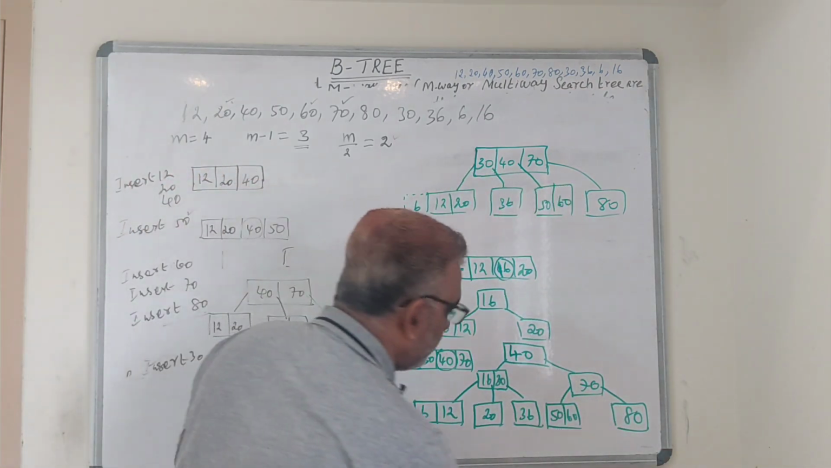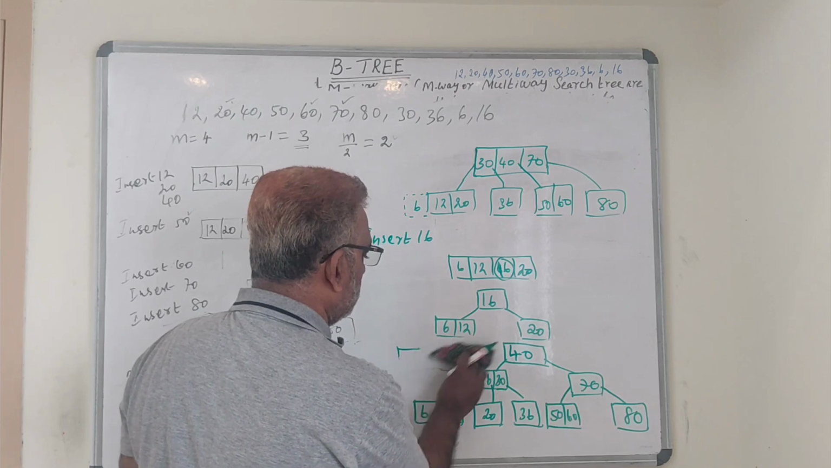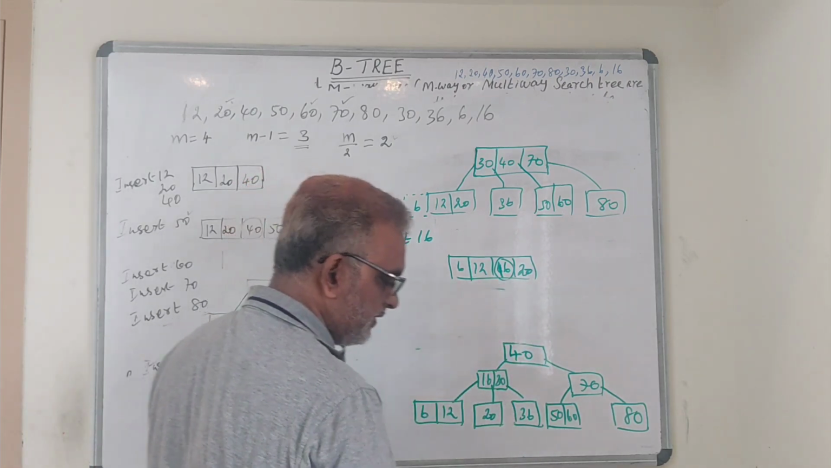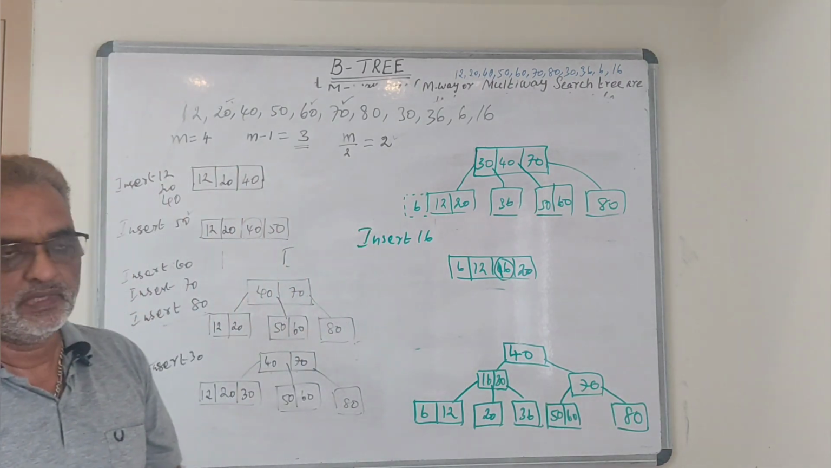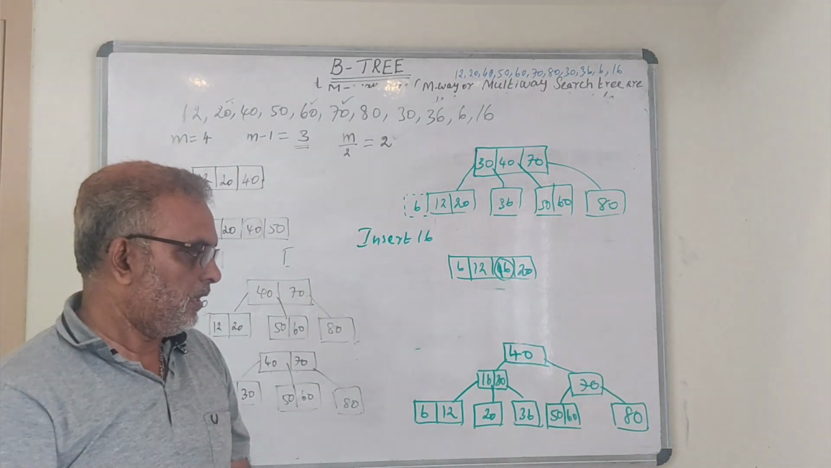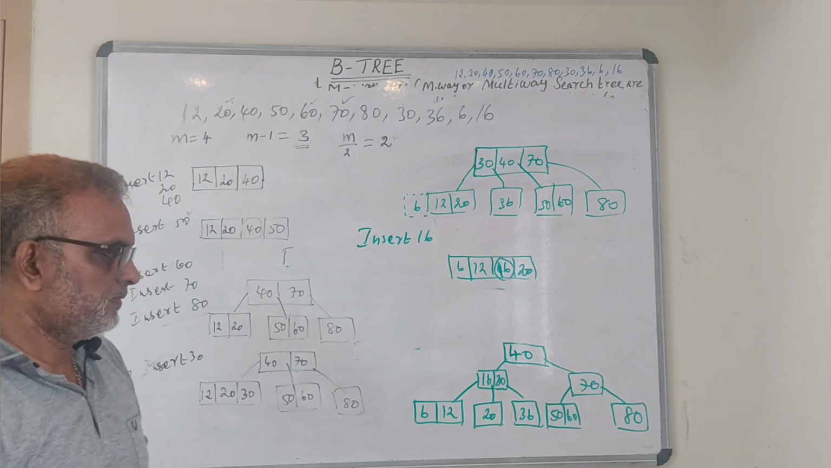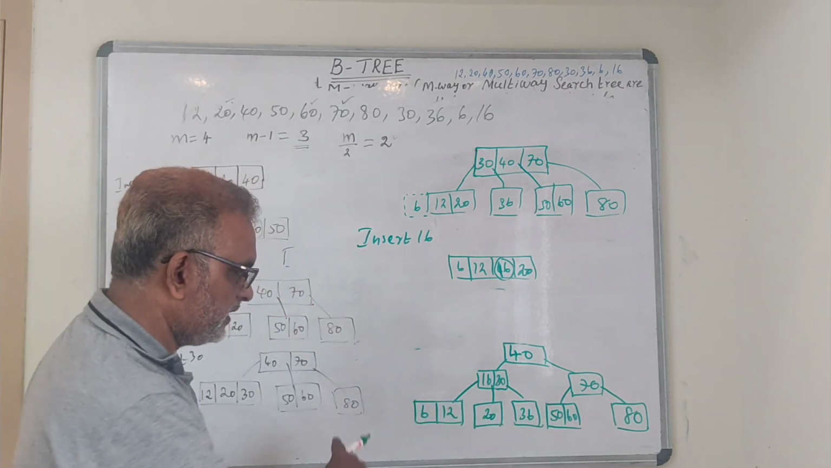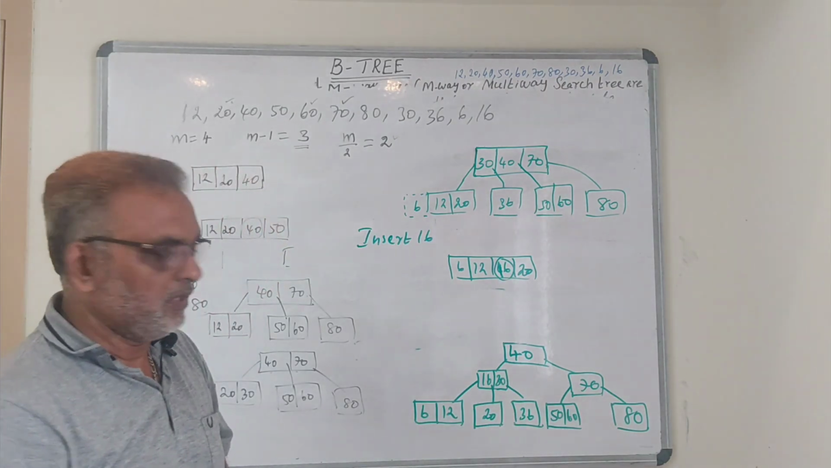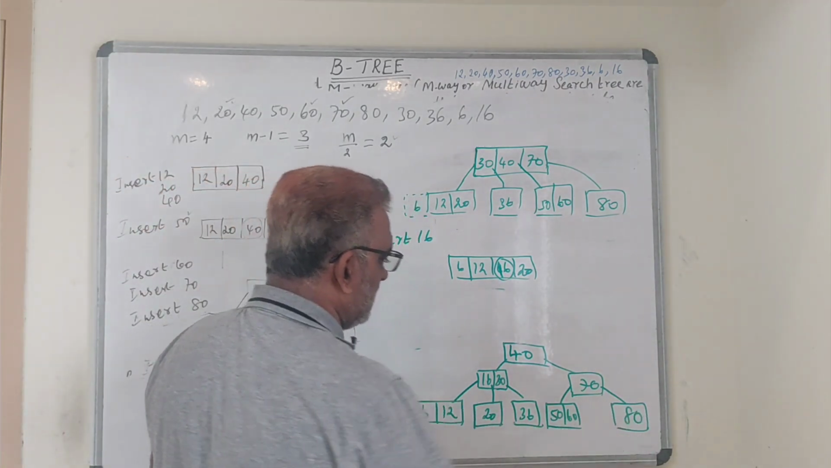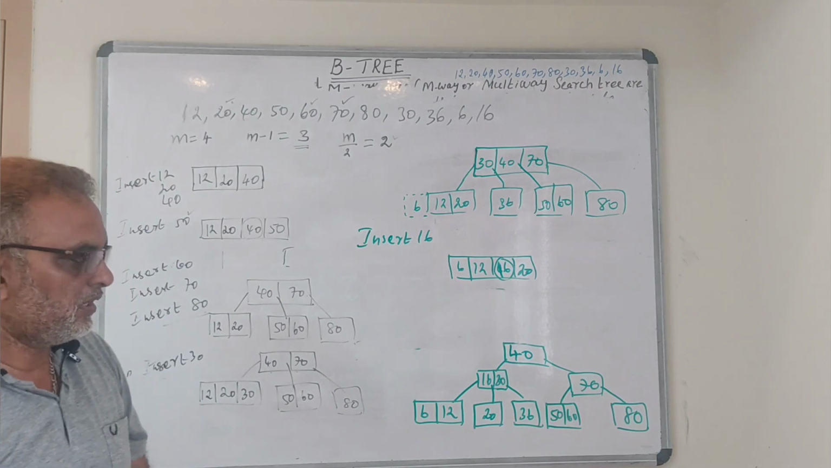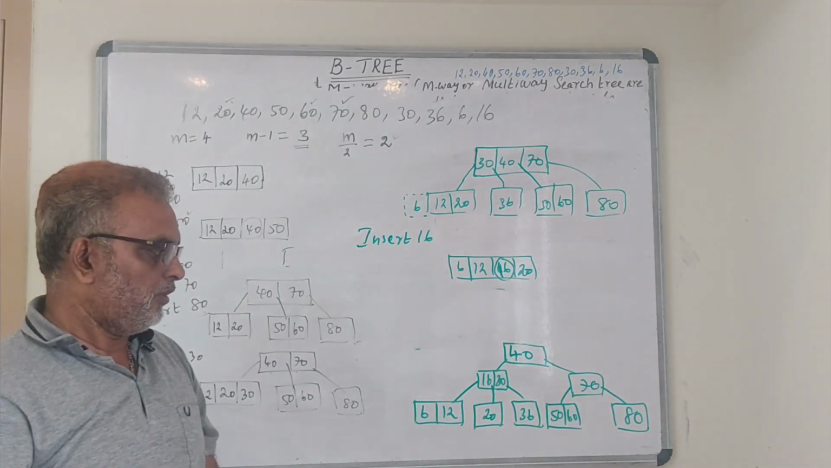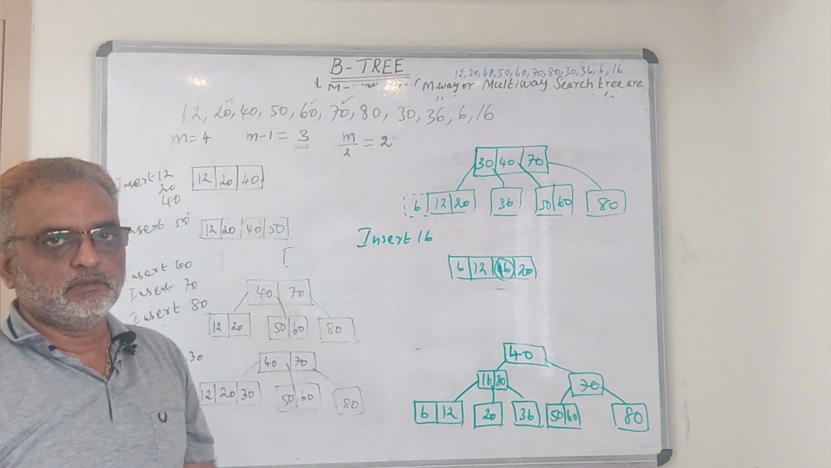So which is the final output? This is the final output of this B tree for the given set of data. I hope you understood the concept, and you can see that all these leaf nodes are at the same level. That is one of the important properties of the B tree. I hope you understood the concept. Thank you very much.